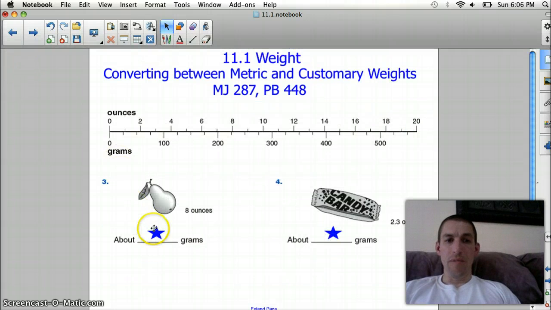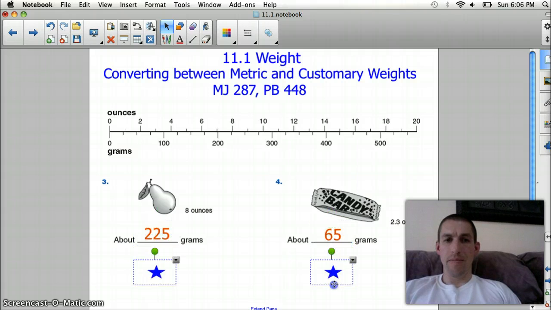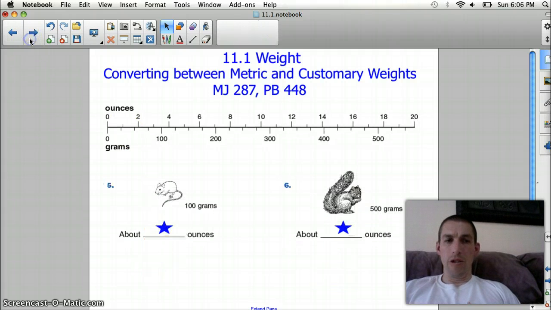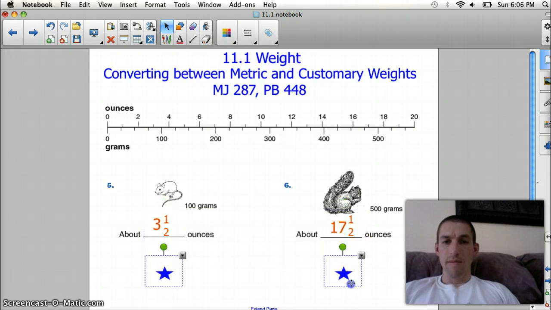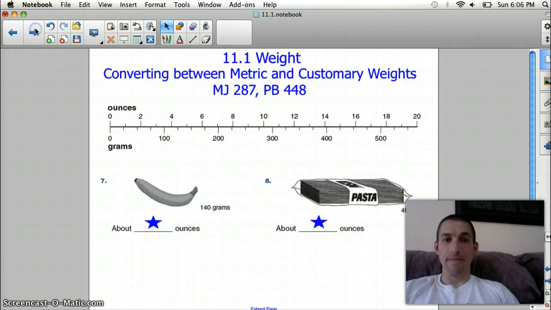Moving on. You can do these on your own. I'll do the answers real quick. All right, make sure that makes sense. What about these? Try, pause, and try. There you go. 100 grams, the same as 3.5. There's 3, there's 4. In the middle would be 3.5.